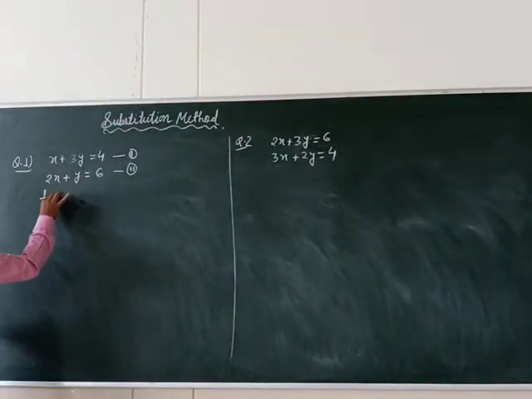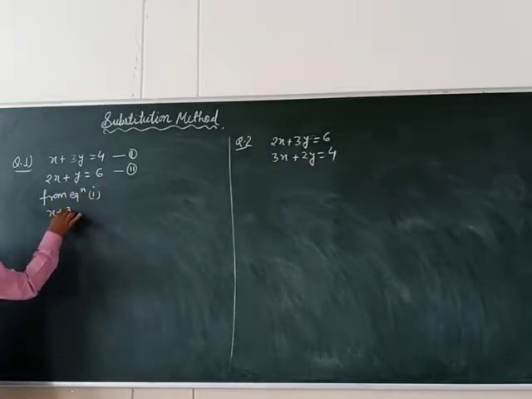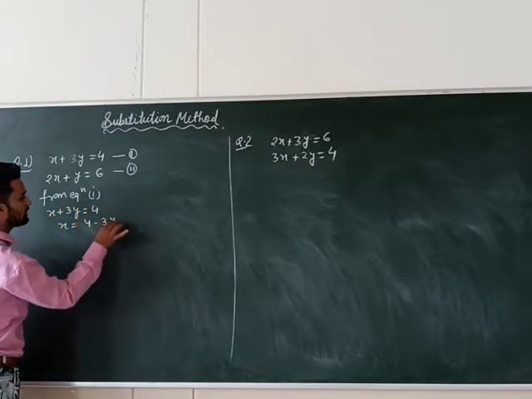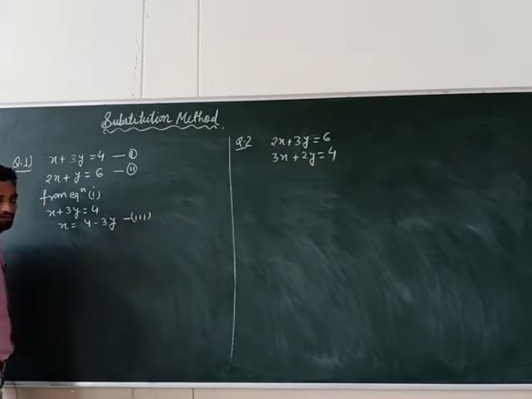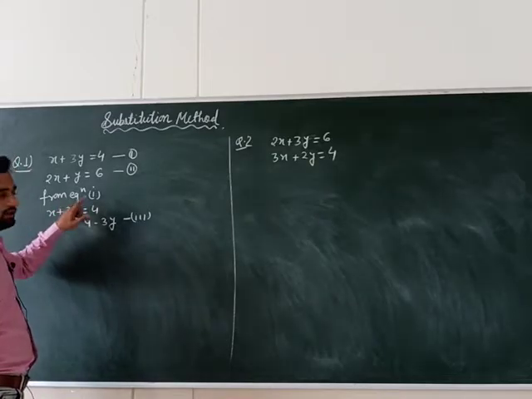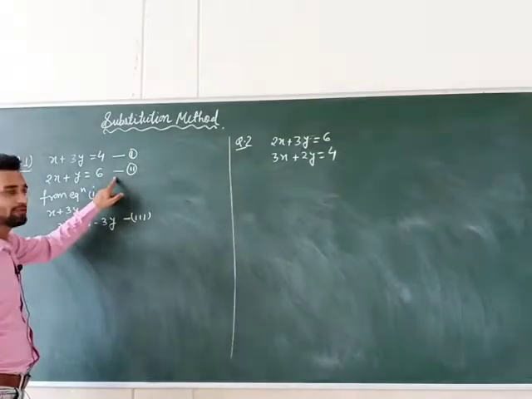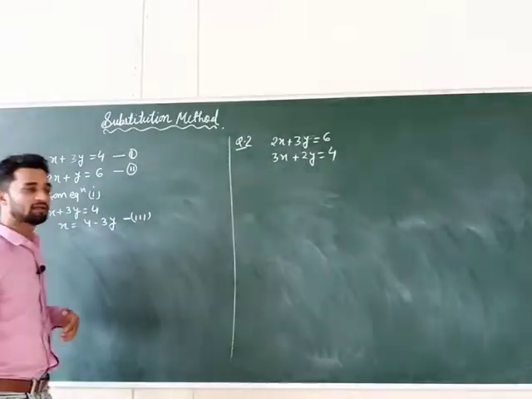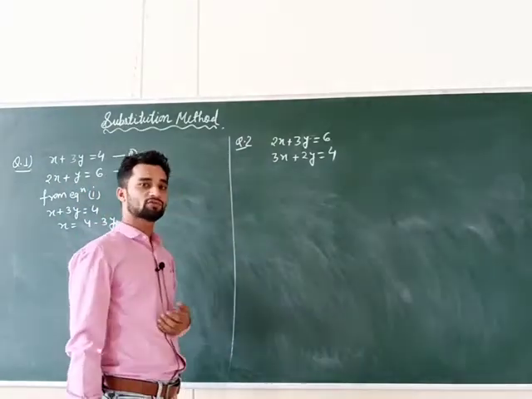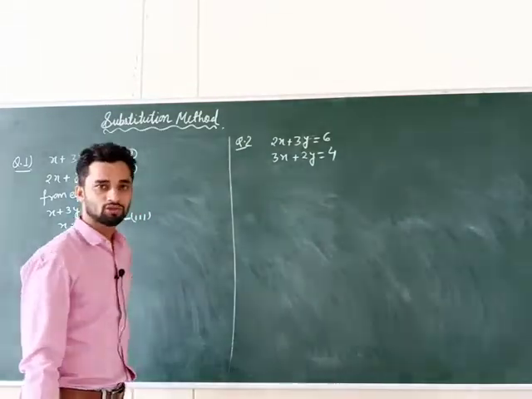So from equation first, x plus 3y is equal to 4, x is equal to 4 minus 3y. This will be your equation number third. Now see, we started from equation first, we made equation third, and what is left? Second. It's not compulsory to put in second, but in general we are making one format to solve the substitution method: we take the first equation, find the third equation and put it into the second equation.